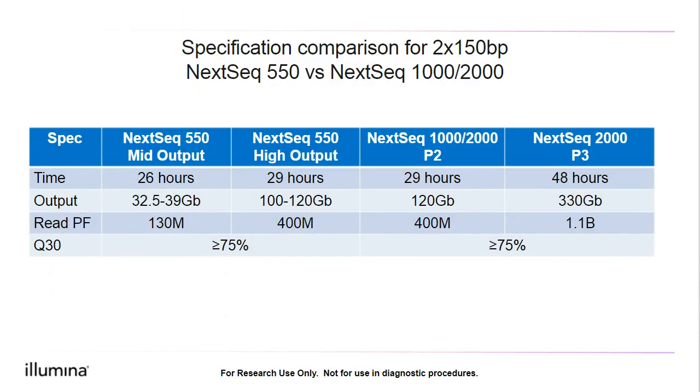Comparing the specifications for a 2x150 run on the NextSeq 550 versus the NextSeq 2000. For the P2, it is comparable to the NextSeq 550 high output flow cell: 29-hour runtime, 120 gigabases output, 400 million reads, and a quality specification of 75%. However, we do also have the P3 flow cell, which allows for a much higher yield with 330 gigabases and 1.1 billion reads passing filter.